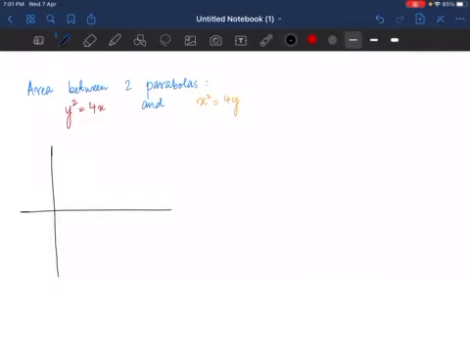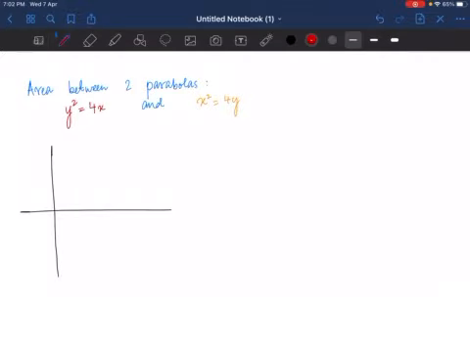So here we have to find the area between two parabolas. One is y square is equal to 4x and the other one is x square is equal to 4y. So to start this problem, we're going to draw the diagram of these two parabolas. First thing, y square is equal to 4x.